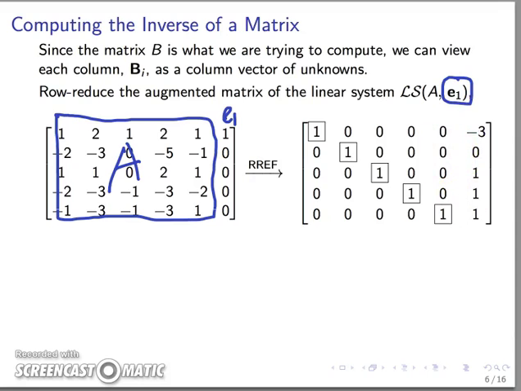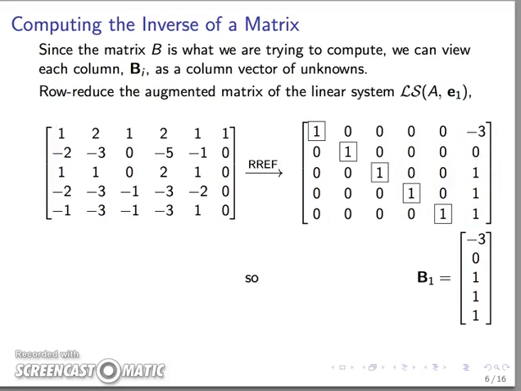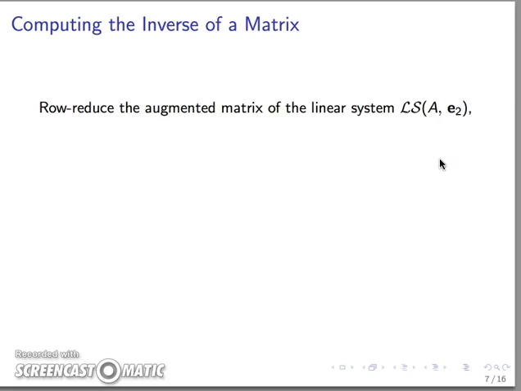The solution set has only one vector, and that vector is precisely the vector in the last column of the RREF of the augmented matrix for this problem. That implies that the vector that we didn't know, the vector B1, the vector of unknowns, we now know is exactly equal to the last column of the RREF of the augmented matrix. So we could do this sequentially.